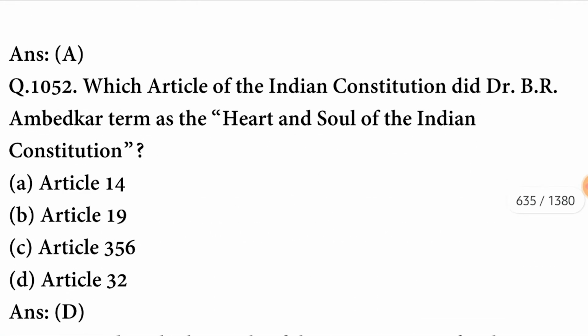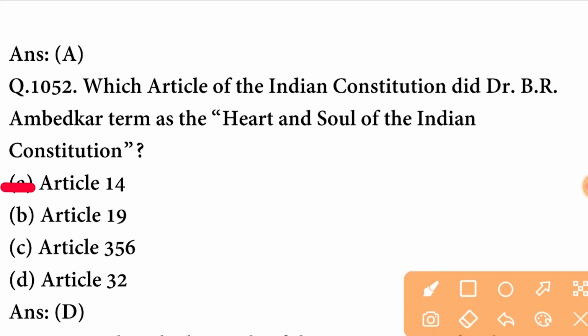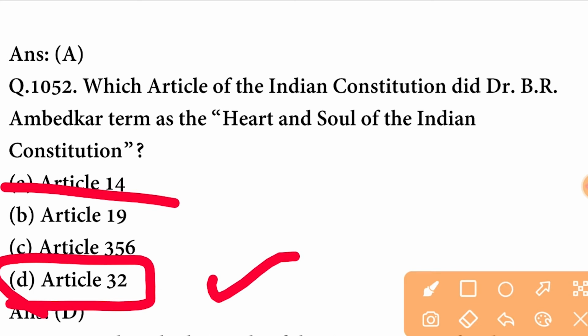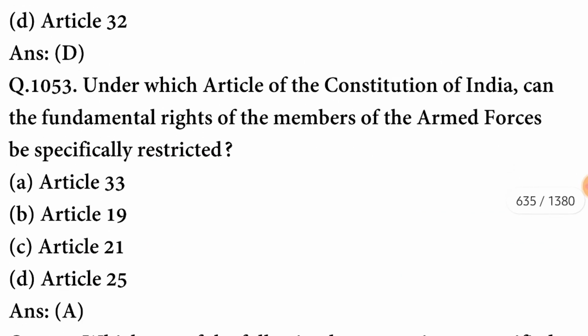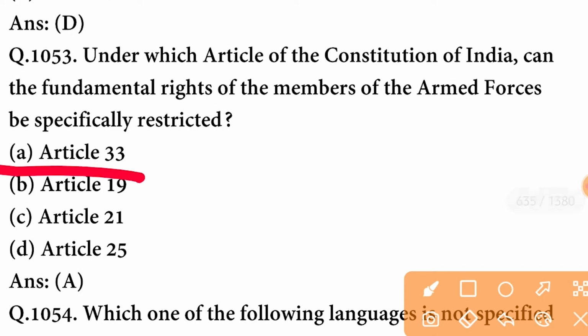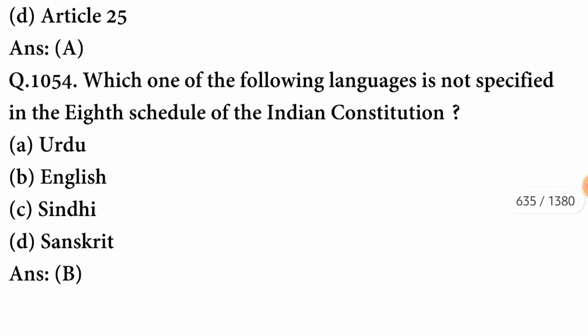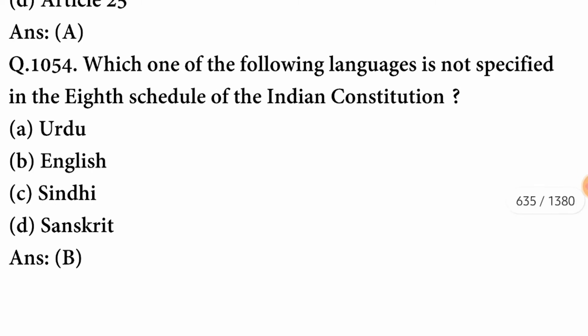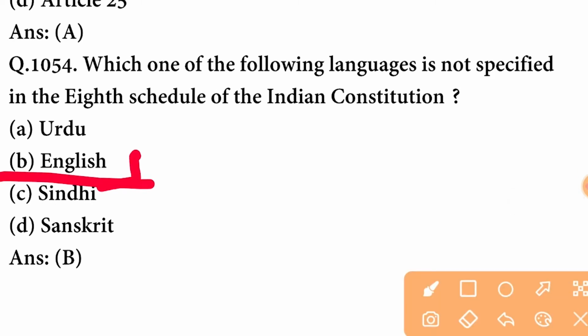Which article of the Indian Constitution did Dr. B.R. Ambedkar term as the heart and soul of the Indian Constitution? This is Article 32. The option is correct. Under which article of the Constitution of India can the fundamental rights of members of armed forces be specially restricted? The article is Article 33. Which one of the following languages is not specified in the 8th schedule of the Indian Constitution? The language is English. B option is correct.